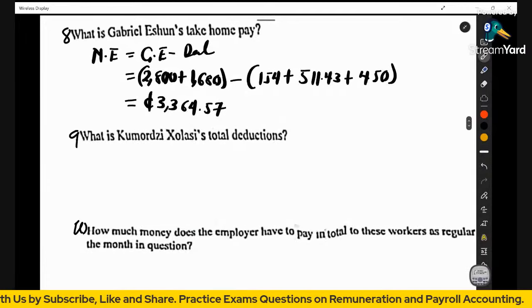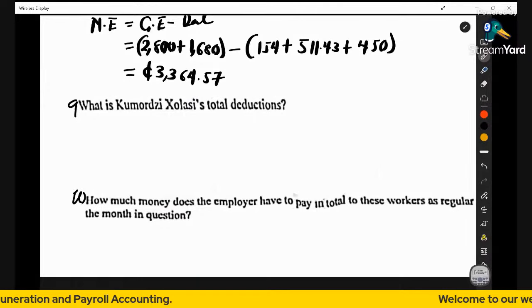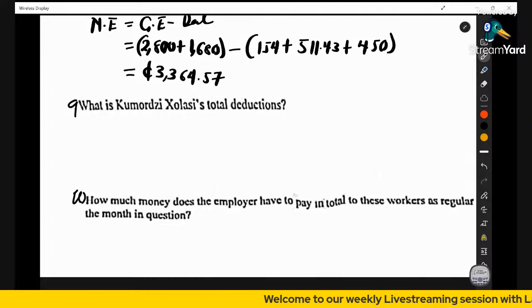Then question number 9. You can clearly see that the questions are related. So once you solve one question, that will help you to deal with another. Once you solve it correctly, you should be able to deal with the next so that you're good to go. Question number 9. What is Zola's total deduction?